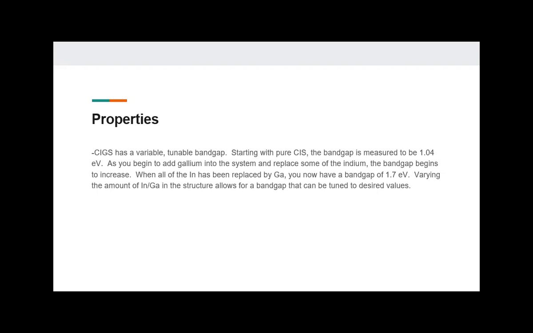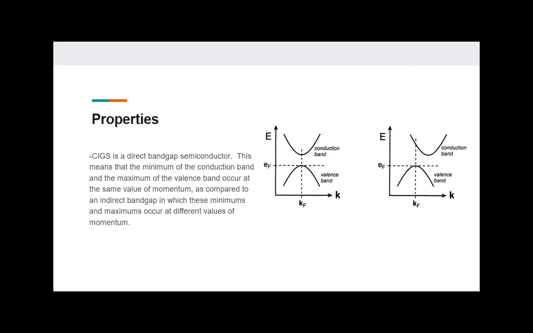So this is what we were just talking about: CIGS is a direct band gap semiconductor. Basically, what that means is that the peak of the valence band lies at the same momentum value as the minimum of the conduction band. This figure on the left displays a direct band gap semiconductor, and the figure on the right is an indirect band gap semiconductor, where the minimums and maximums of the conduction and valence band occur at different momentum values. So why is that important?